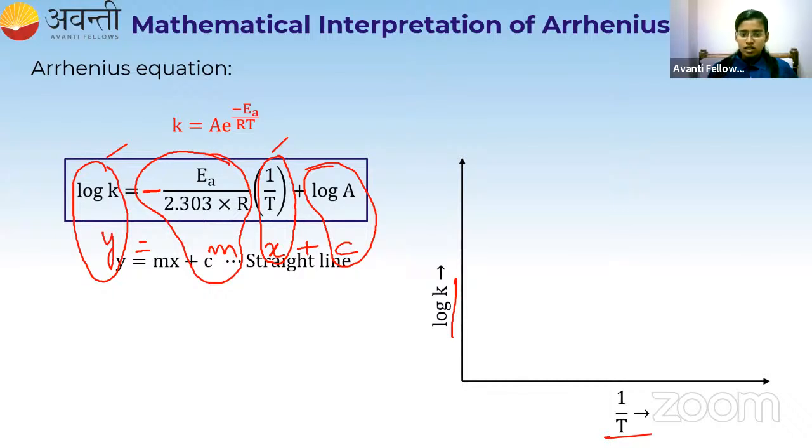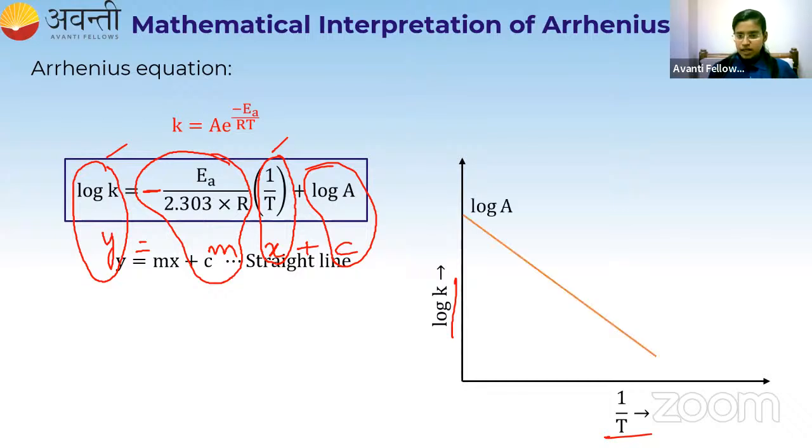Oh, I have written something. I have made a mistake, right? Yeah. Slope is negative or positive, my dear students? Yeah, it is negative. So what kind of line should I get? I should get a line with negative slope. So a line looks like this.